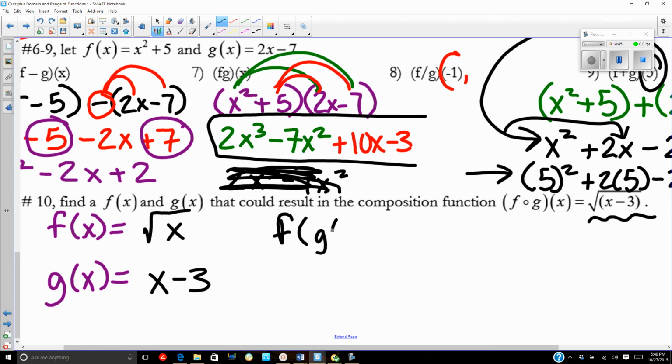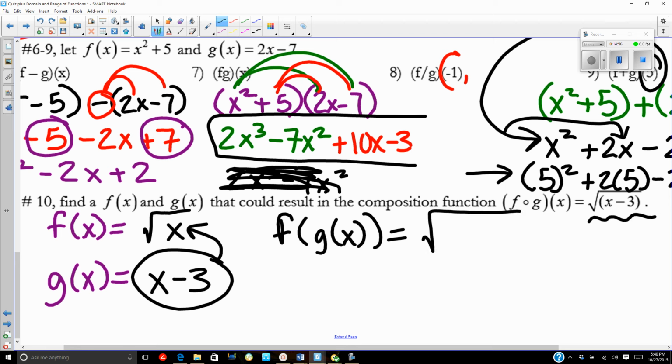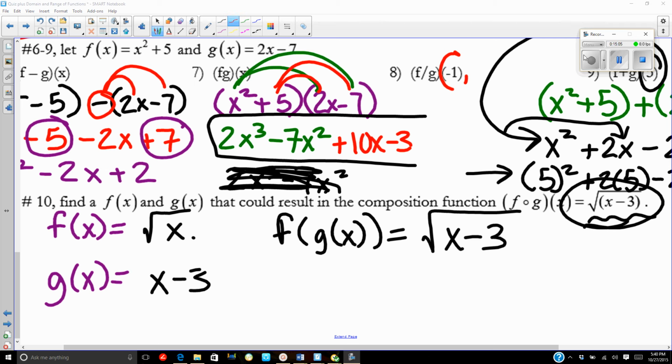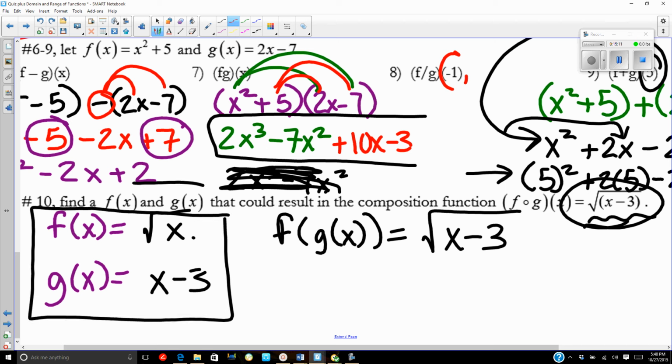So now, if I asked you to find f of g of x, that would just be take x minus 3 and insert it in for x, which is the square root of x minus 3, which is what we wanted right here. So this is ultimately our answer right here. It just wanted us to find an f of x and a g of x that could result in that composition of functions.